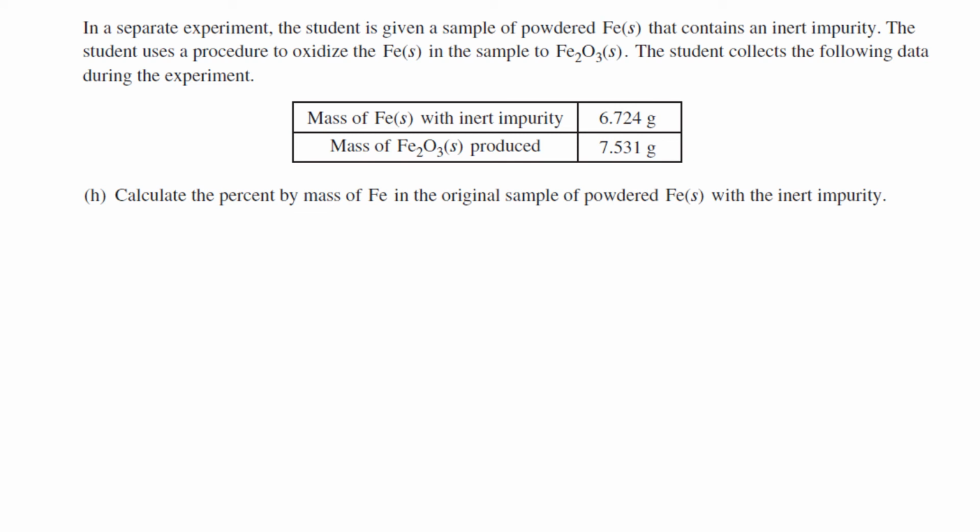In the next part of the problem, they're asking you to calculate the mass percent of iron in the original sample. So to do the mass percent, I'm going to take the grams of iron produced and compare it to the mass of the iron with the impurity. Okay, and multiply it by 100%.